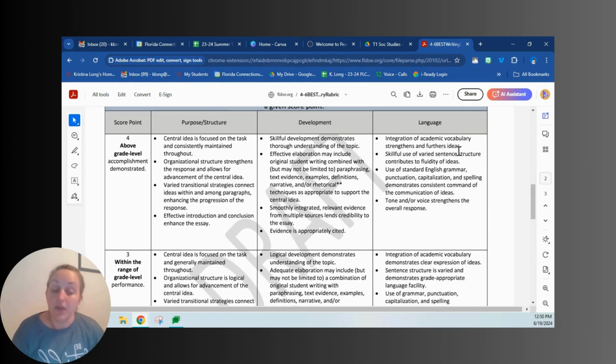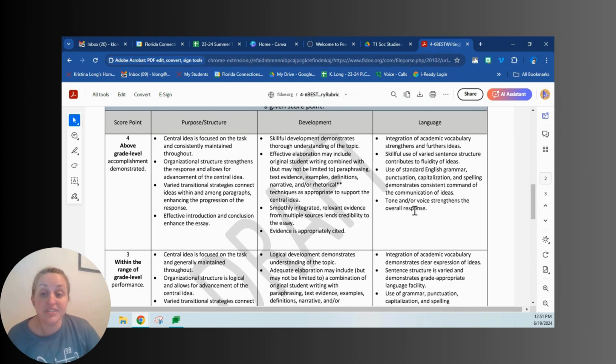It's an example. And we have a whole lesson in your lesson entry pages where you were supposed to go through and try to increase the vocabulary, or find words that you could switch out to strengthen the vocabulary in your essay. Skillful use of varied sentence structure. So again, not just simple sentences. We talked about this with opinion essays: not just simple sentences, but some more complex sentences as well. Your grammar, punctuation, capitalization, and spelling need to be correct, and your tone or voice strengthens the overall response.